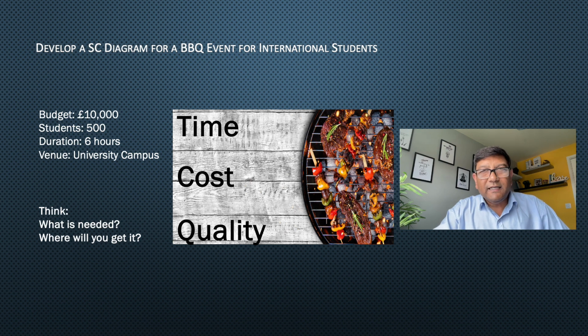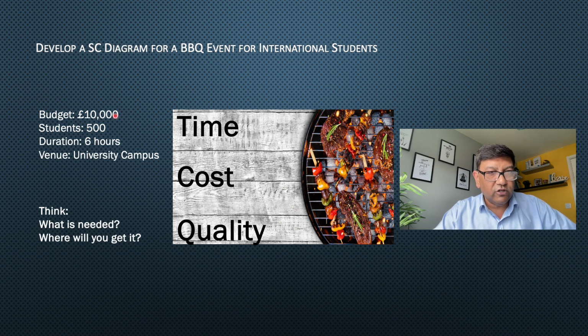Now, for you to understand more about time, cost, and quality, I'm giving you an exercise. You just need to develop a supply chain diagram for a barbecue event for international students. That barbecue event could be at RKC campus or anywhere. Your budget is £10,000, which is British pound. You can take that into your own currency, it could be 10,000 euros, or $10,000, or any kind of currency. We are thinking about 500 students attending that event, and the total duration is 6 hours.